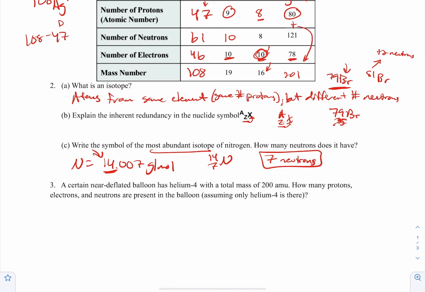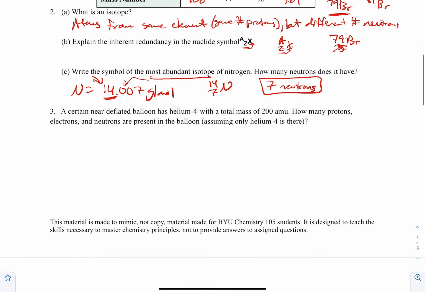Most abundant will most likely be the one that's closest to this value, right? For oxygen, we assumed that it was the 16. For oxygen, the most abundant is 16 because the atomic weight is something like 15.999, right? So that must be the most abundant isotope. Okay, and we'll talk about abundance here in a little bit as we do numbers 5 and 6.